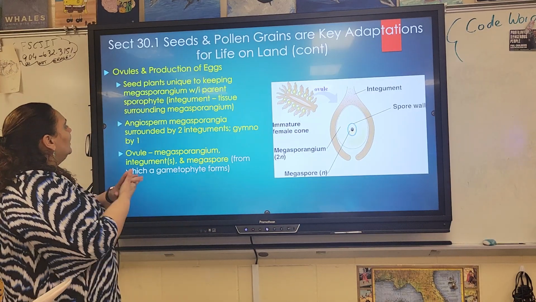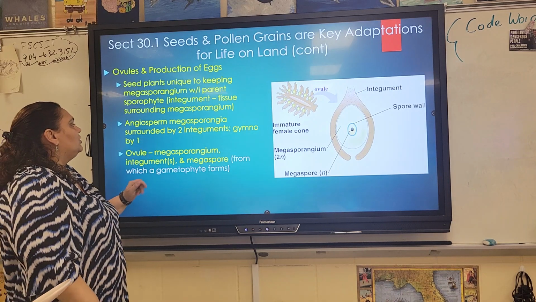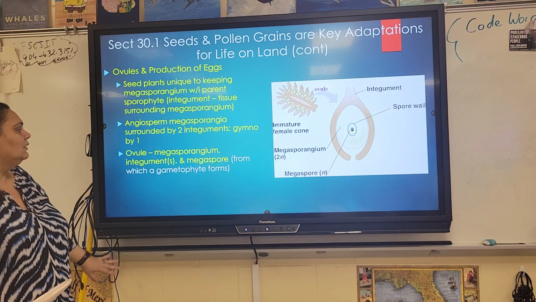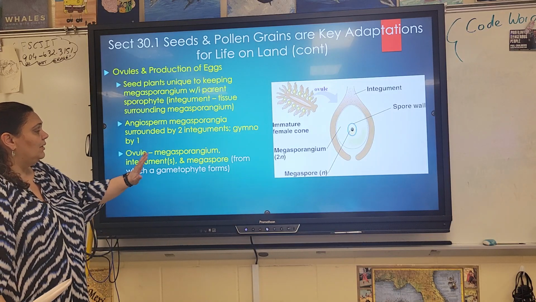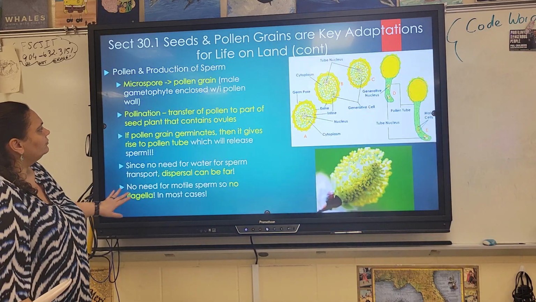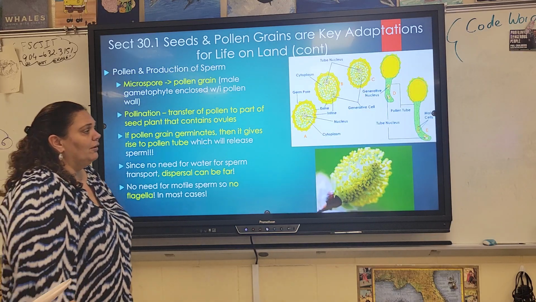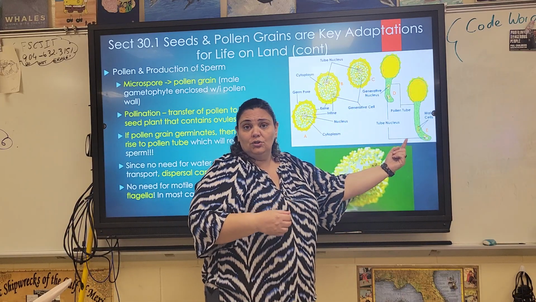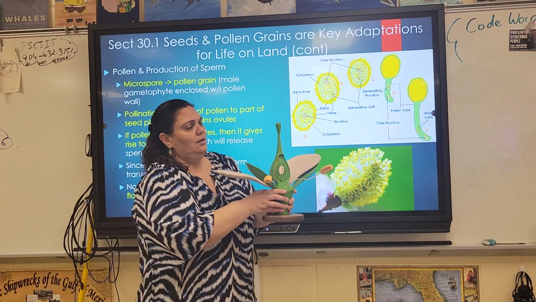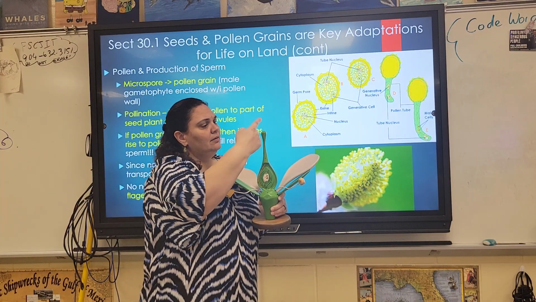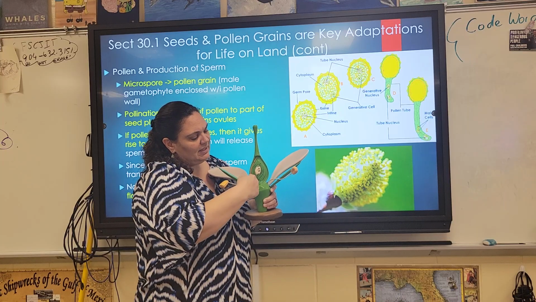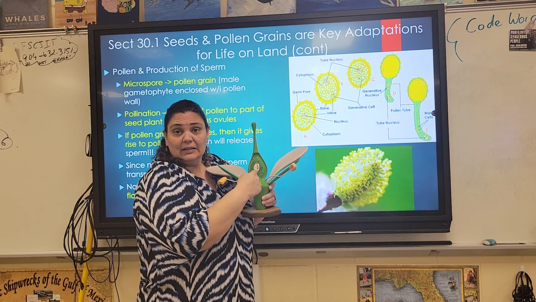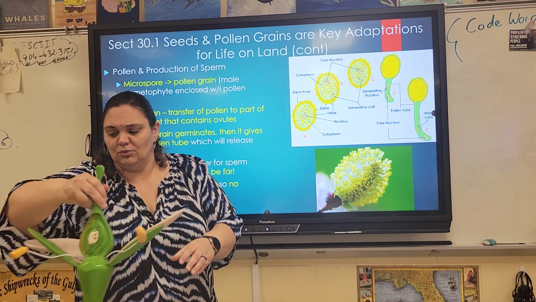All right, in angiosperms the megasporangia have two integuments around them. Gymnosperms have one. Your ovule is your megasporangium, your integument, and your megaspore all together. The microspore is the pollen grain. Inside of the pollen grain, you have the sperm, but you also have a pollen tube. So at the sticky stigma, the pollen tube goes all the way down, and then the sperm is able to go down the pollen tube and fertilize the egg inside the ovary of your actual angiosperm.